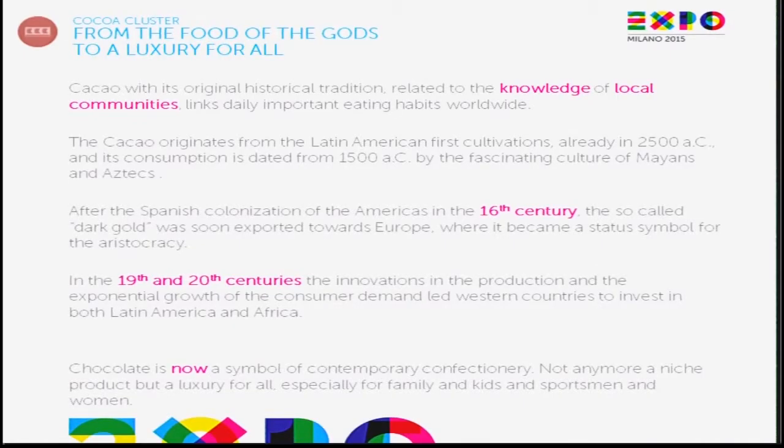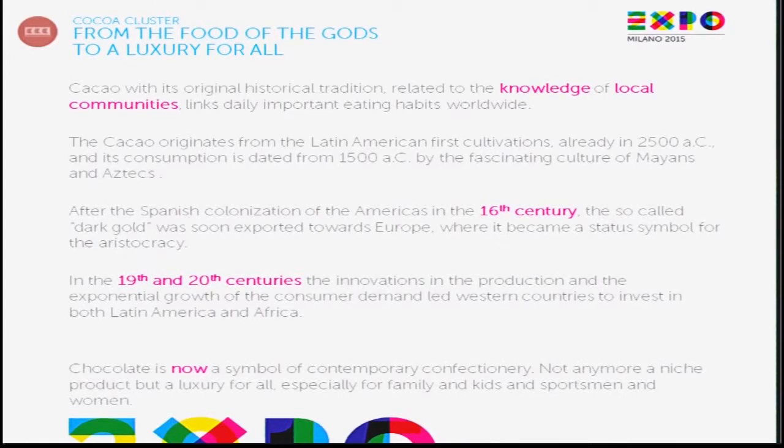After the Spanish colonization of the Americas, we have the so-called dark gold exported towards Europe and becoming a status symbol for a niche consumption, which was aristocracy. After that, the innovation and production after the Industrial Revolution generated a sort of growth of consumer demand in Western countries overall, and the decision to invest not only in Latin America but also in Africa.